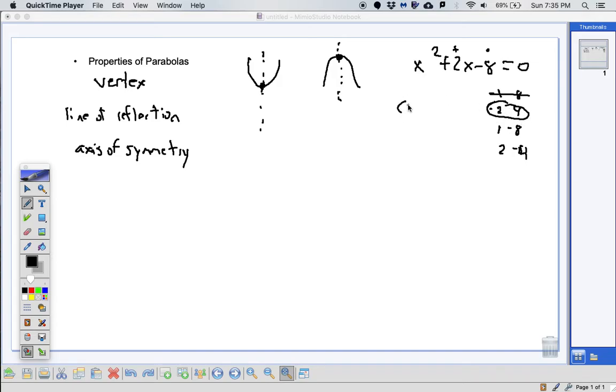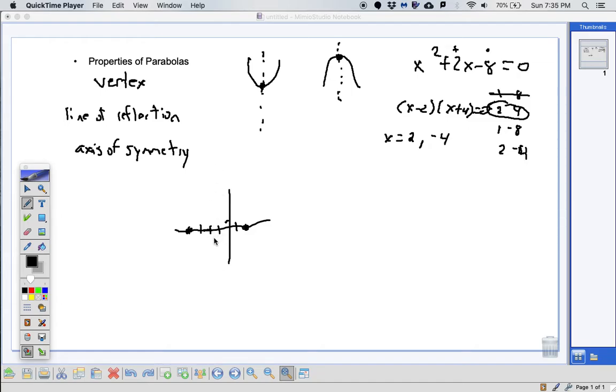So this becomes x minus 2 and x plus 4. And if you remember, for solving, this is going to become x is equal to 2 and negative 4. Because 2 minus 2 is 0, and negative 4 plus 4 is 0. So when I'm graphing this thing, I know that I have x-intercepts at negative 4 and positive 2. Now, I'm looking for this axis of symmetry that's going to go somewhere here in the middle.